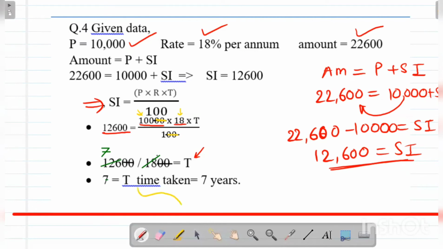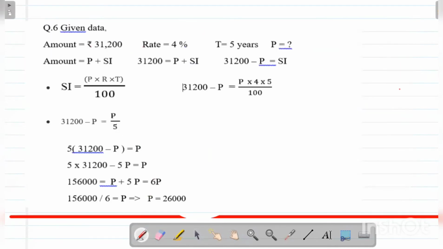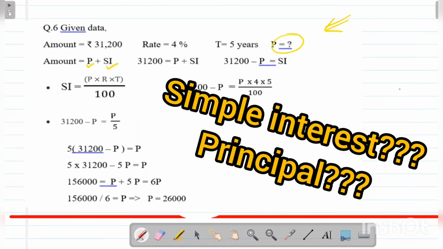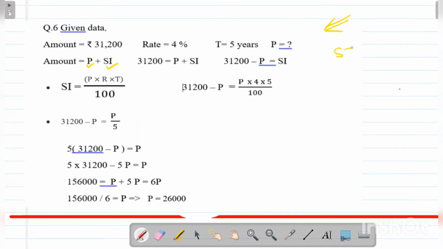And therefore we can say that the time taken is equal to 7 years. Okay, let's move to the next question. This is a new type of question in which both the principal and the simple interest are unknown to us. See, what is our formula? Simple interest is equal to principal multiplied by rate multiplied by time divided by 100.